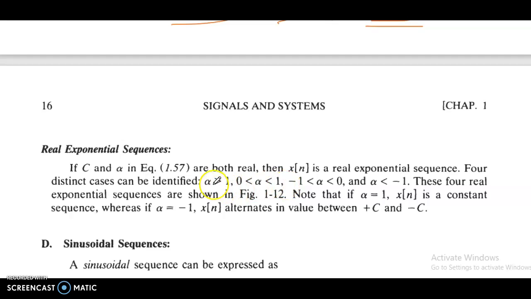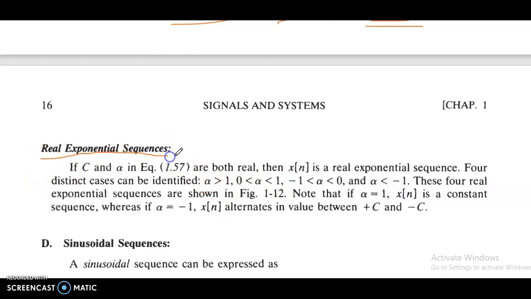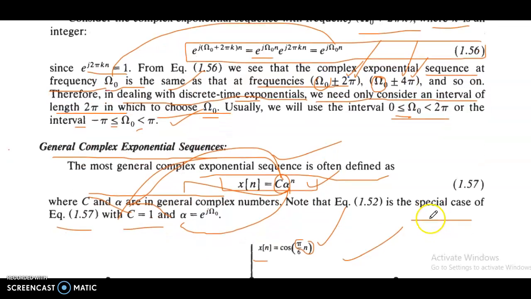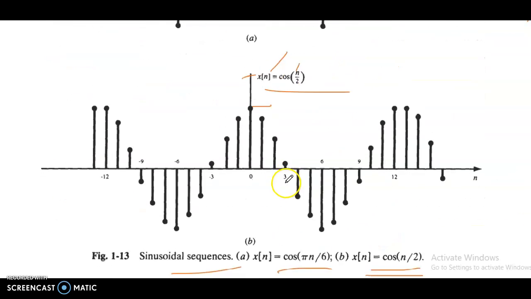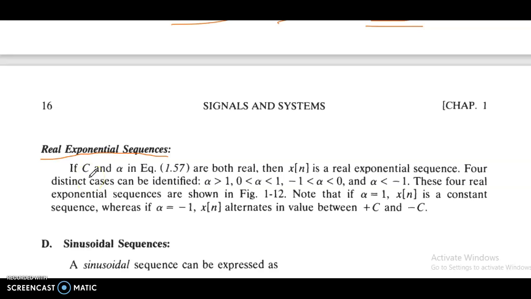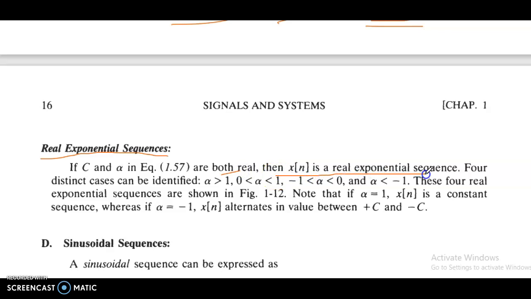Okay. Real exponential sequences. If C and alpha in equation 1.57, x of n equal to C alpha power n, are both real, then x of n is a real exponential sequence. Four distinct cases can be identified.